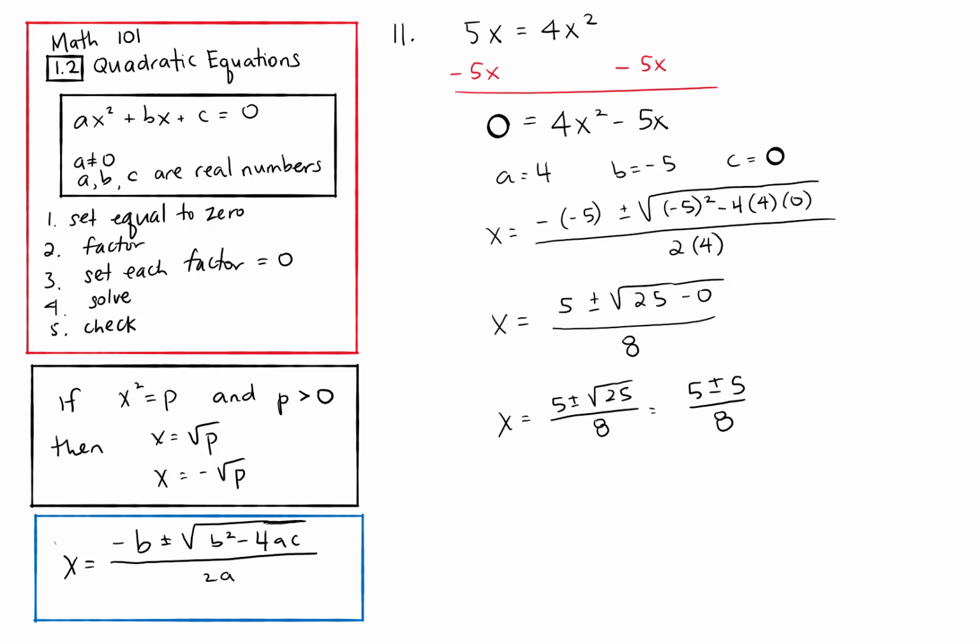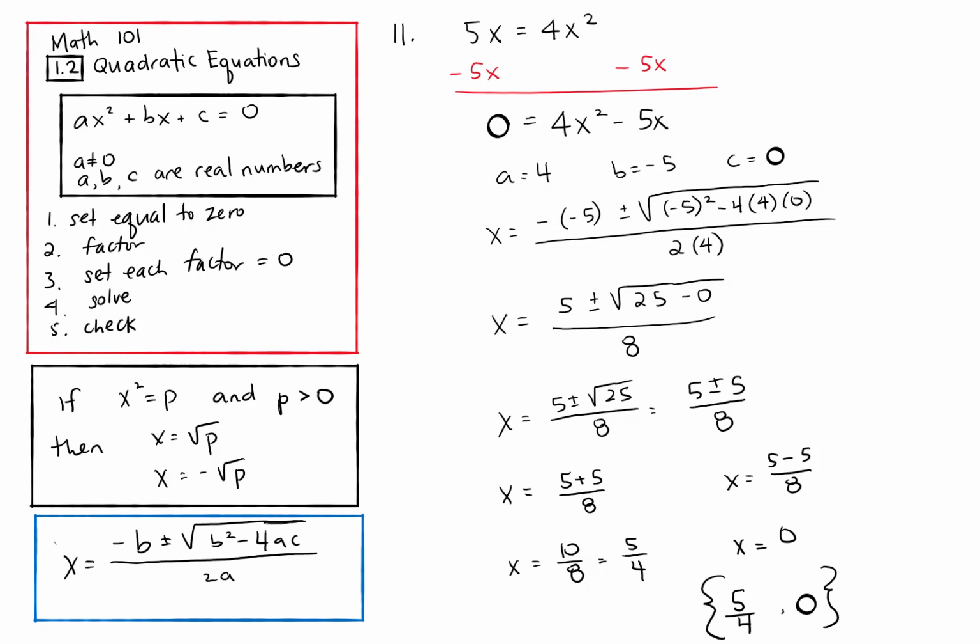Splitting those into 2 answers, because this doesn't have any radicals, we can actually simplify it. We're going to get 5 plus 5 over 8 and 5 minus 5 over 8. So we get 10 over 8, which simplifies to 5 over 4, and we get 0. So you have solutions 5 over 4 and 0. You put both of them in the set notation.